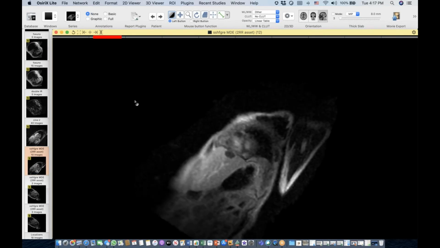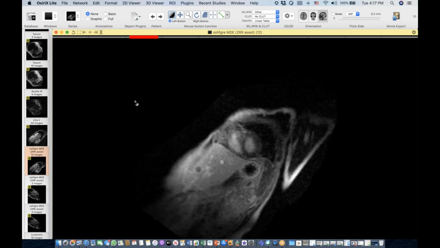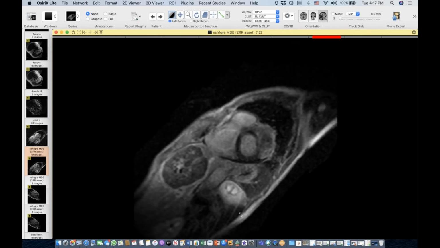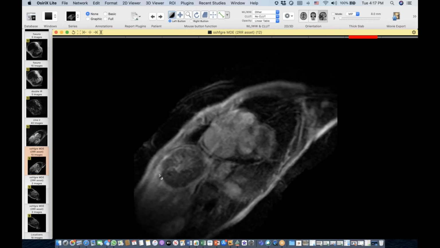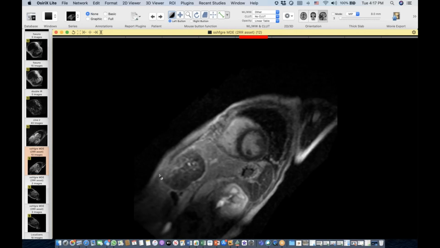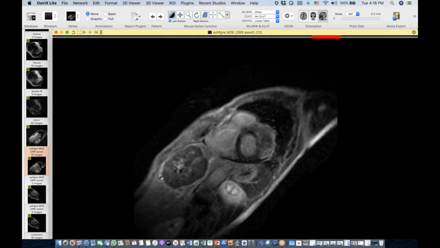So this is short axis. There may be something here, which is what we were looking at on that four-chamber view. And of course, this big mass here towards the base of the heart near the AV groove. And there's other findings here. There's actually another big finding here. Anybody want to comment on that?